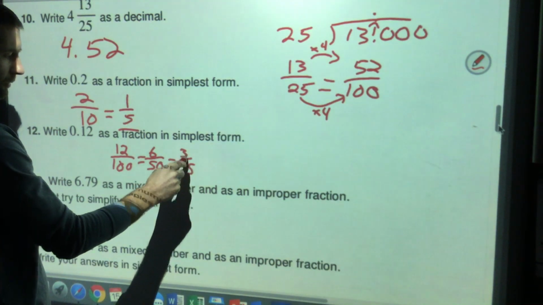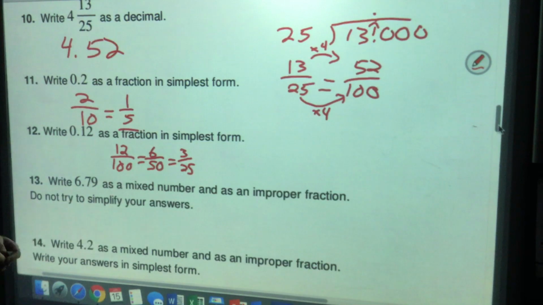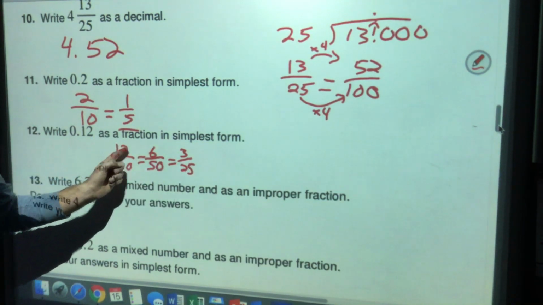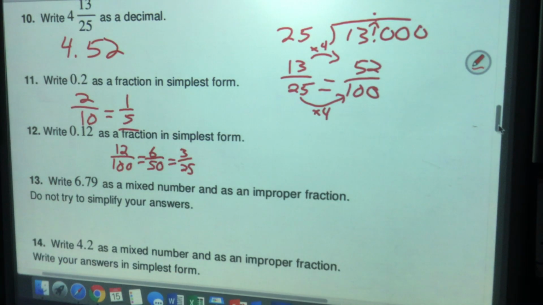3 does not go into 25. That is in simplest form. You could have gone straight from here to here, dividing by 4, or just divide by 2 twice.